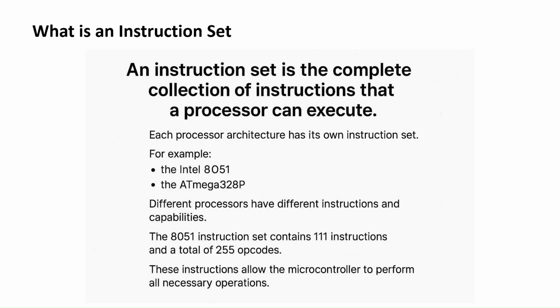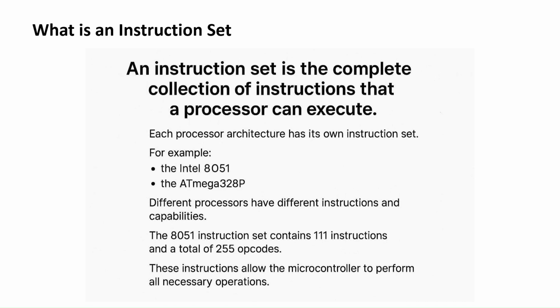What is an instruction set? An instruction set is the complete collection of instructions that a processor can execute. Each processor architecture has its own instruction set. For example, the Intel 8051, the ATmega328P. Different processors have different instructions and capabilities. The 8051 instruction set contains 111 instructions and a total of 255 opcodes. These instructions allow the microcontroller to perform all necessary operations.